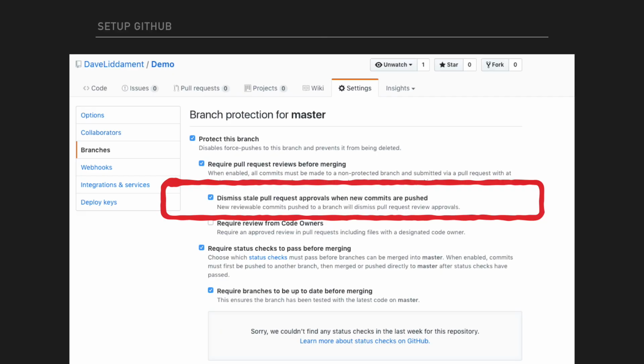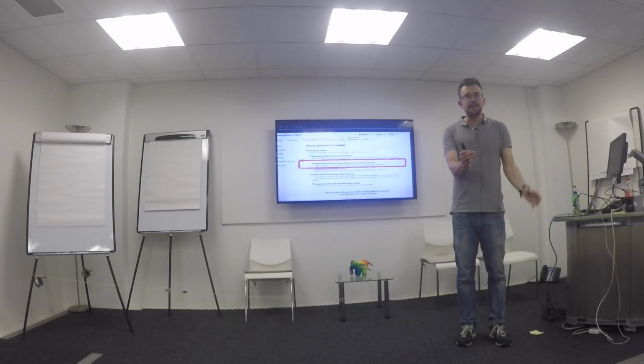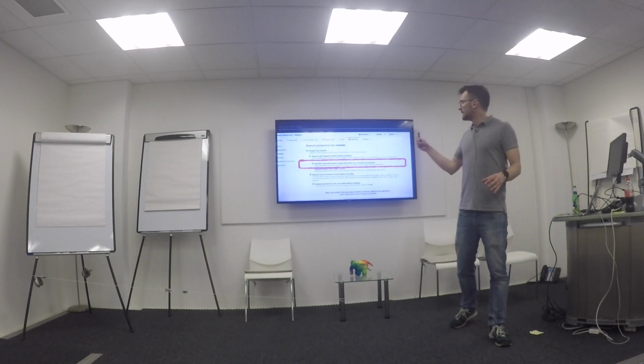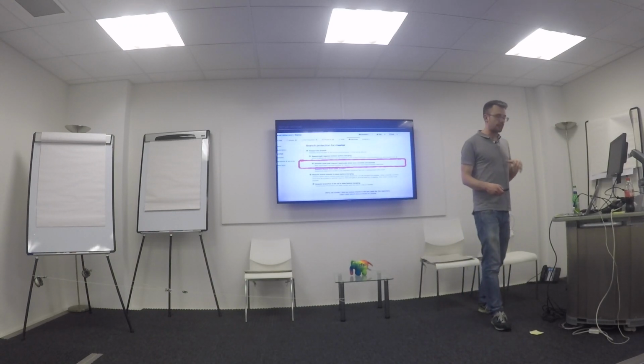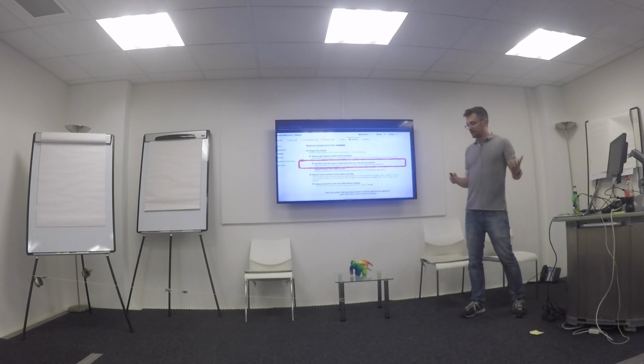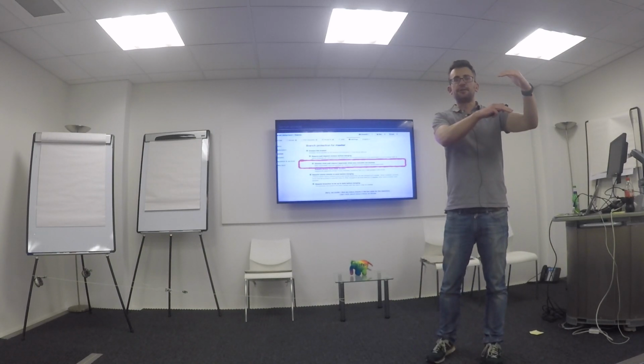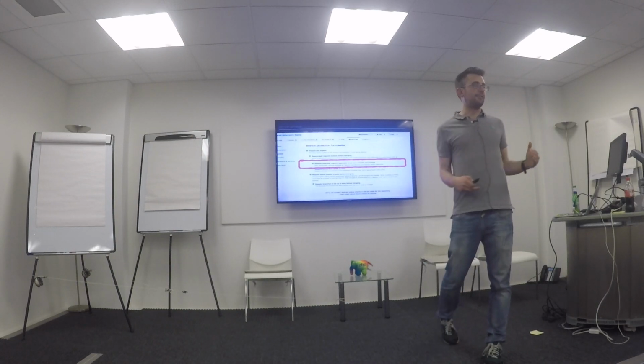The other thing is, if somebody said it's all okay, and then you push up some more code, then we don't know it's okay anymore. So you tick the box to say dismiss stale pull requests. You still need approval again. GitHub is quite nice in that if you've already reviewed some code, it remembers that and it just shows you the new stuff.